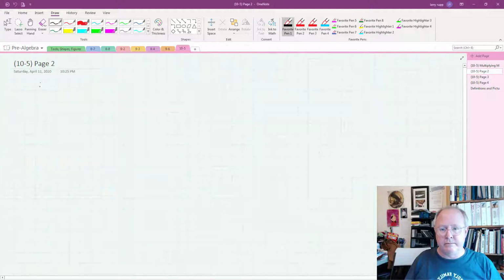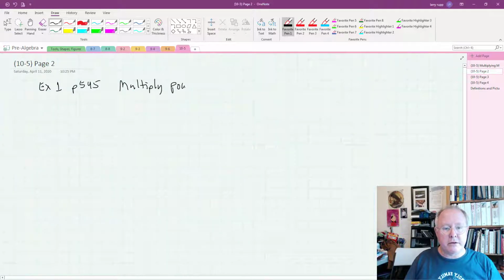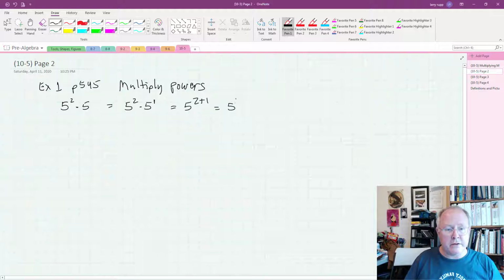Let's do a couple of examples. This will be example 1 on page 545. This is an example of multiplying powers. It says, find 5 squared times 5. Find that product, and express using exponents. So 5 squared times 5. You have to remember something here. 5 is raised to an exponent. You just don't see it because we don't write it. That exponent is 1. Anything raised to the first power is itself. So 5 squared times 5 to the first equals 5 to the 2 plus 1, or 5 to the third power.